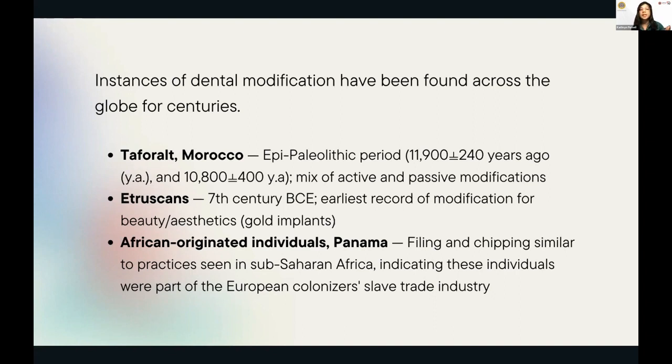Next, another very interesting example of modifications was among individuals with African origins found in Panama. Researchers were able to identify the migration from the African continent to Panama because filing and chipping practices observed on the individuals' teeth were very similar to samples found in sub-Saharan Africa. This showed how these particular individuals were part of the slave trade industry of European colonizers.